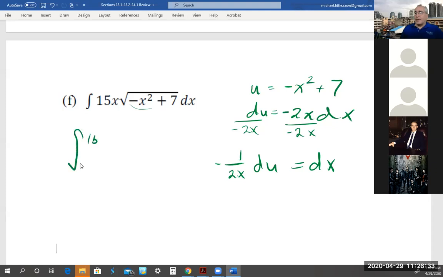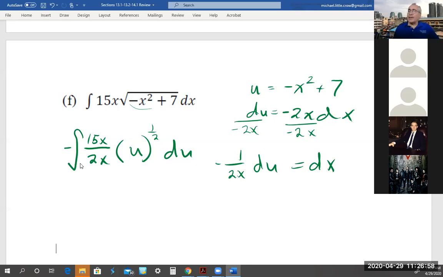So we have 15x over 2x, and don't forget this little negative. We put it out front here. This becomes a square root, which is the square root of u. I'm going to rewrite that as u to the 1/2, and then the dx becomes du. Okay, so we've made all the substitutions.